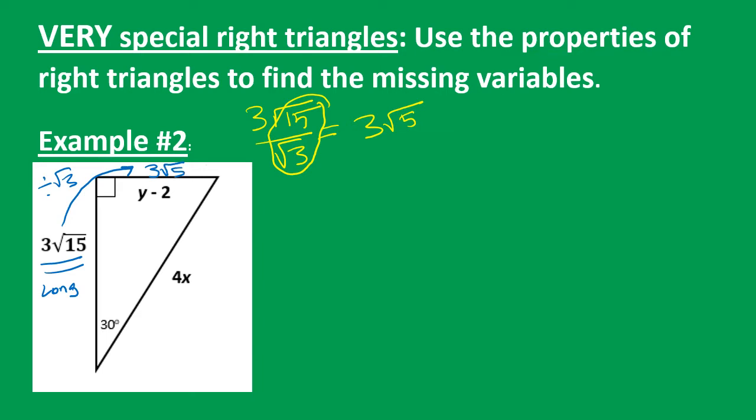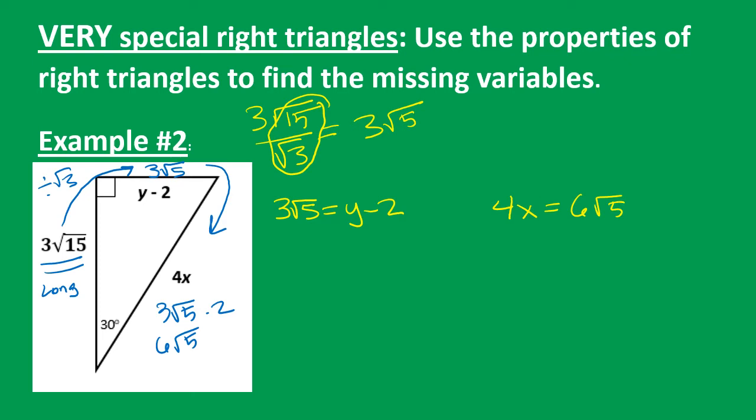And then to go from that short leg to my hypotenuse, I double that side. So 3 square root of 5 times 2 is going to give me 6 square root of 5. This is the information I need to set up my equations. So I know that 3 square root of 5 is going to equal y minus 2. And from my hypotenuse, I also know that 4x is going to equal 6 square root of 5.